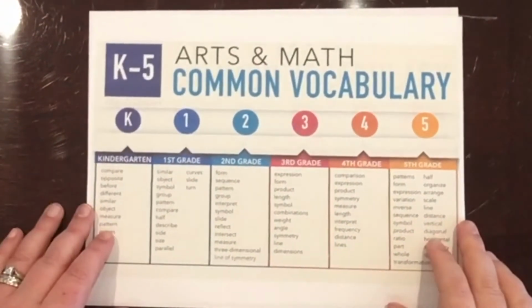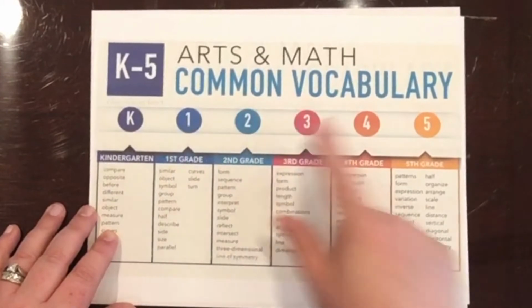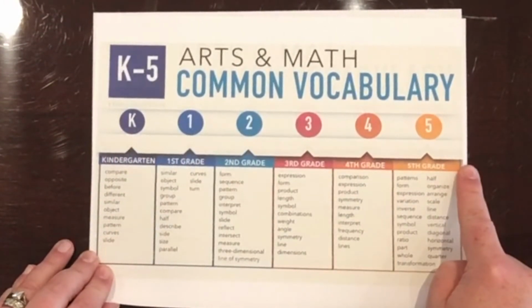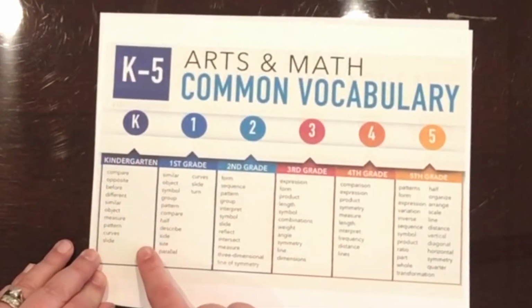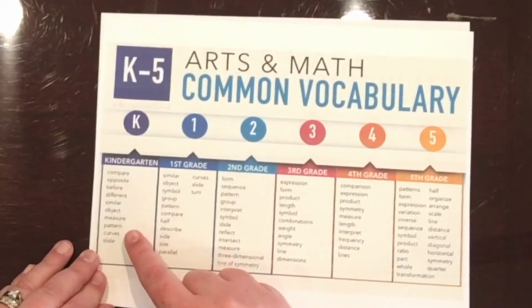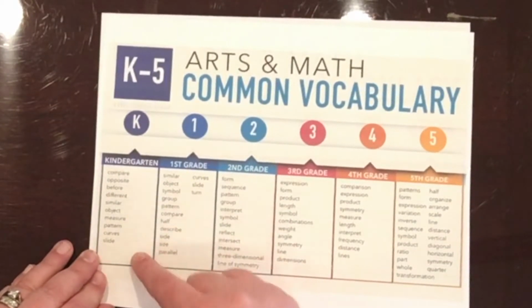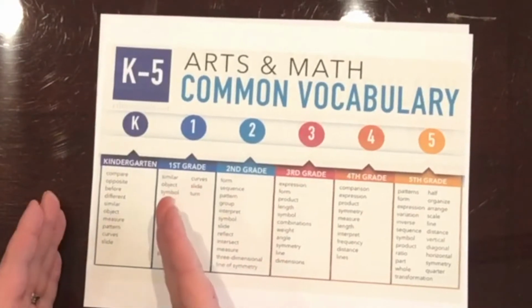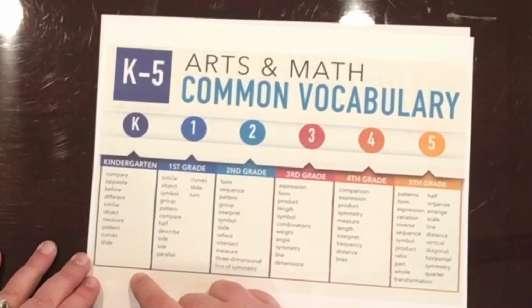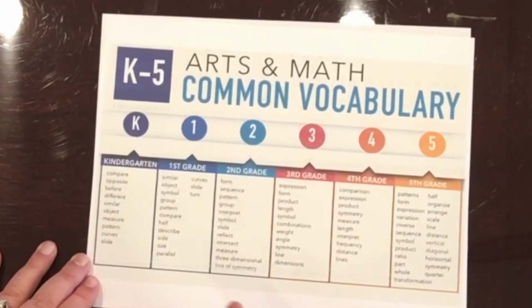Okay, so we're going to start with the K-5 common vocabulary, and you can see just listed left to right, you're going to see words that make a whole lot of sense for each grade level, right? So in kindergarten, we're looking at things like measure and pattern, curves and slide. These are things that occur in kindergarten and that we're actually specifically teaching them in math vocabulary, but they can also be used in things like music or dance or theater or art.